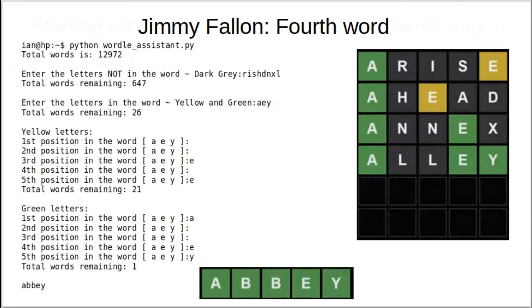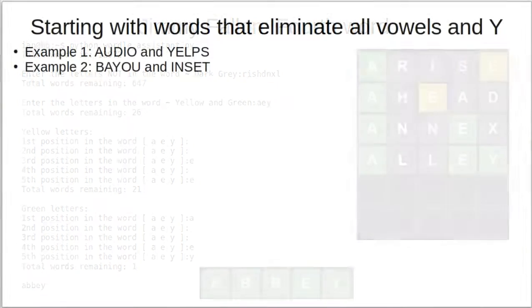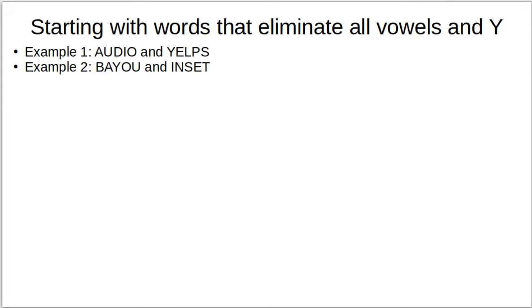If we try another way, two opening words that you could consider using are audio and yelps. Audio has A, I, O, and U, so it's missing the E for a vowel, and yelps includes the Y. So we get 5 vowels plus Y, and we also get 4 consonants, the D, L, P, and S, which are fairly common in a lot of words. Another example could be using bio and inset.